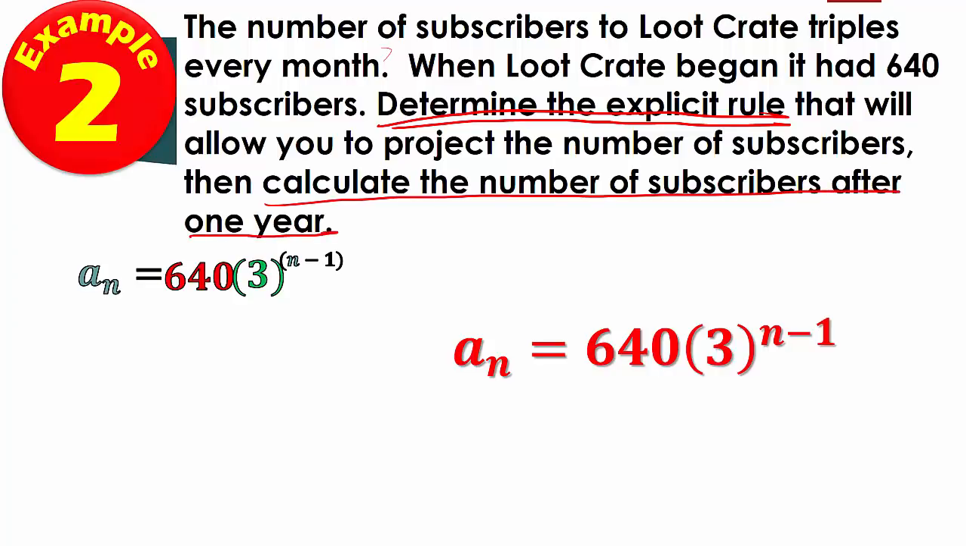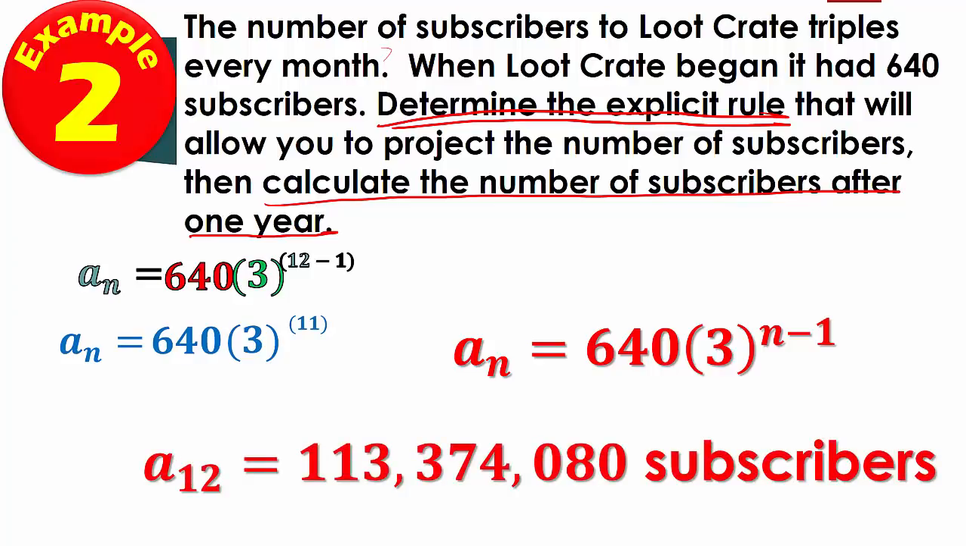Next, we need to calculate the number of subscribers after 1 year. Well, remember, n is the number of months. So we're going to replace that n with 12. So a sub n equals 640 times 3, and this is now 12 minus 1, which is 11. 3 to the 11th power times 640 will give you 113,374,080 subscribers. So that's your answer for that. Yes, that seems a bit excessive, and is that true? No. I highly doubt Loot Crate is tripling their subscribers every month, but that's how you do it.